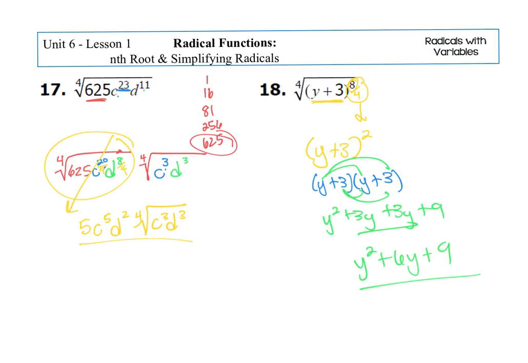Okay, good luck on your assignment. You'll want to use your note card or your list of perfect squares, cubes, and fourths to help you solve these. Good luck.